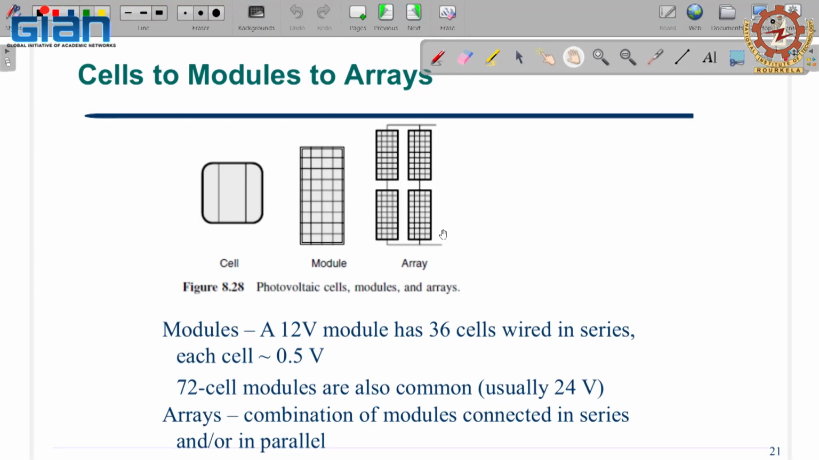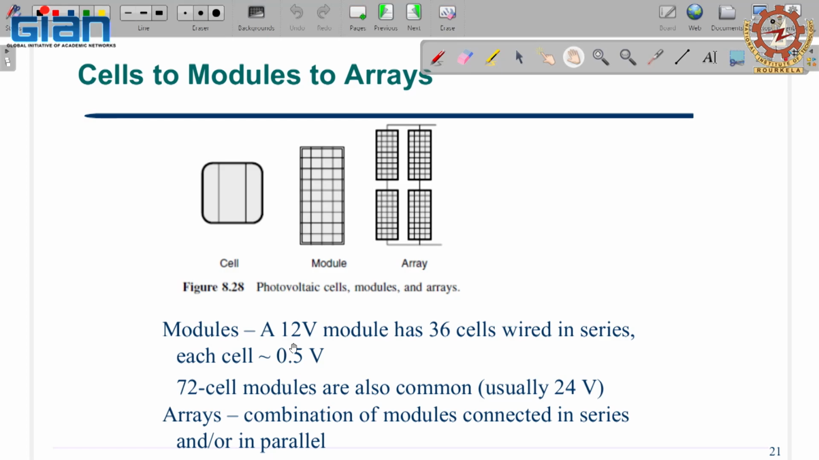Okay, so you can see here cell to the module, and module to the array. So please give me a little bit of time, 10-15 minutes, so that I can complete this chapter, rather than breaking and then restarting. Please give me some time so that I can complete this.